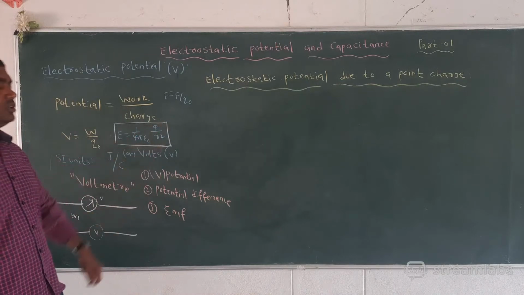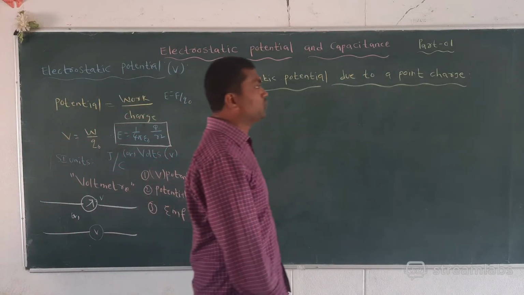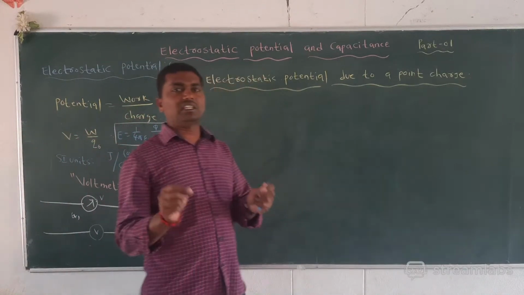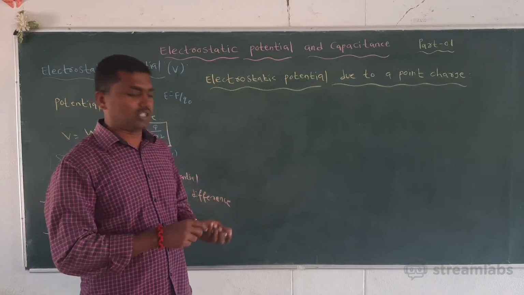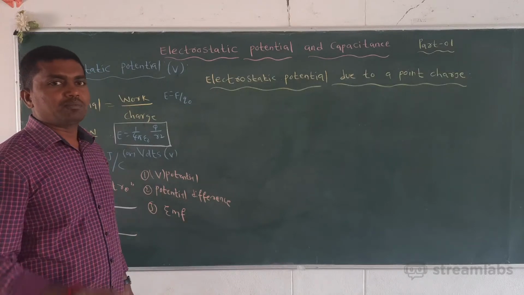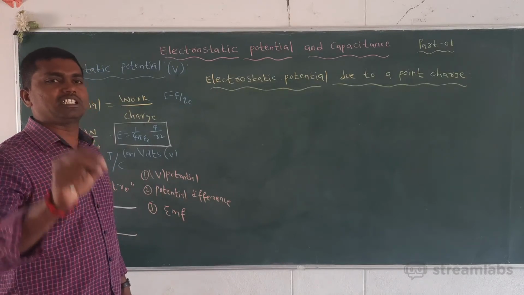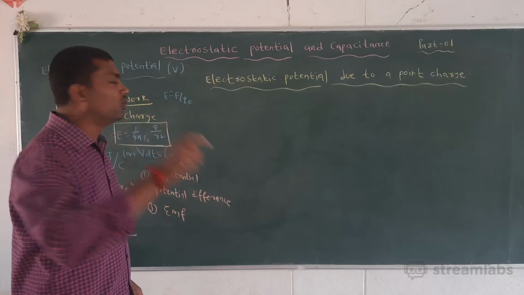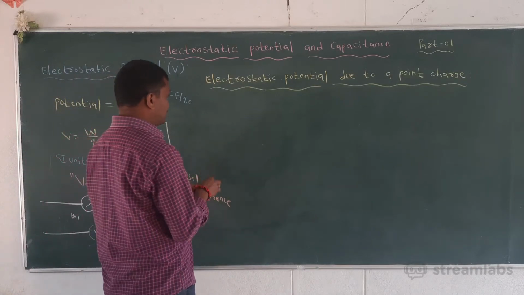So here we are saying, the electrostatic potential due to a point charge. Listen carefully, it is a very important question. We can take a point charge. The point charge is represented by capital Q at point O.